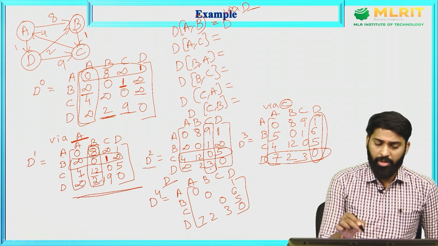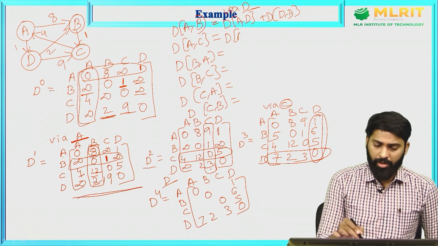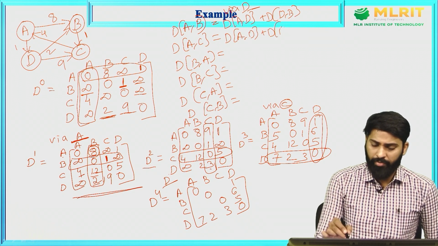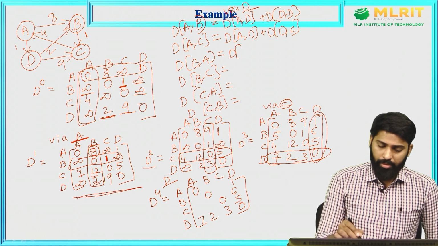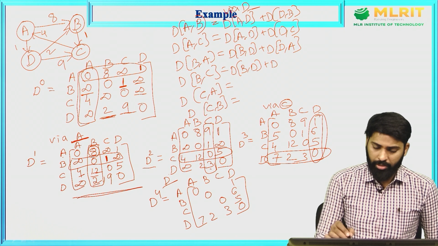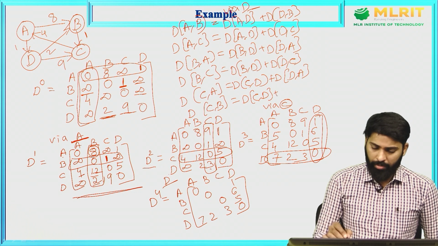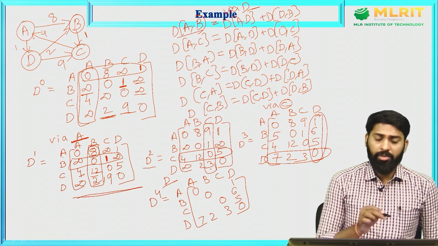So distance of A to B, how do we find it? Distance of A to D plus distance of D to B. Here distance of A to D plus distance of D to C. So distance of B to D plus distance of D to A. Distance of B to D plus distance of D to C. Distance of C to D plus distance of D to A. Distance of C to D plus distance of D to B. That's it. Okay. Now what is the actual distance of A to B?